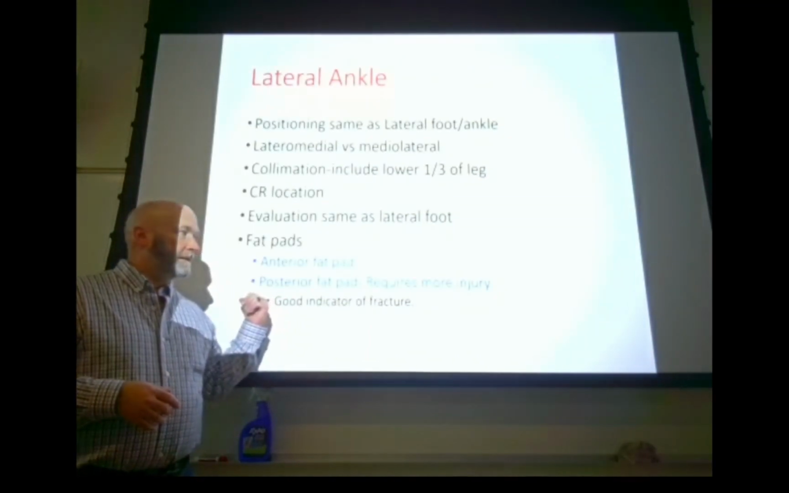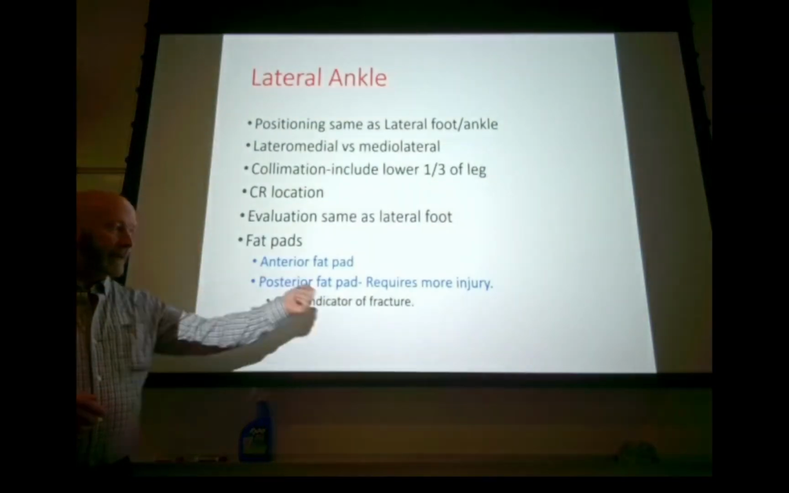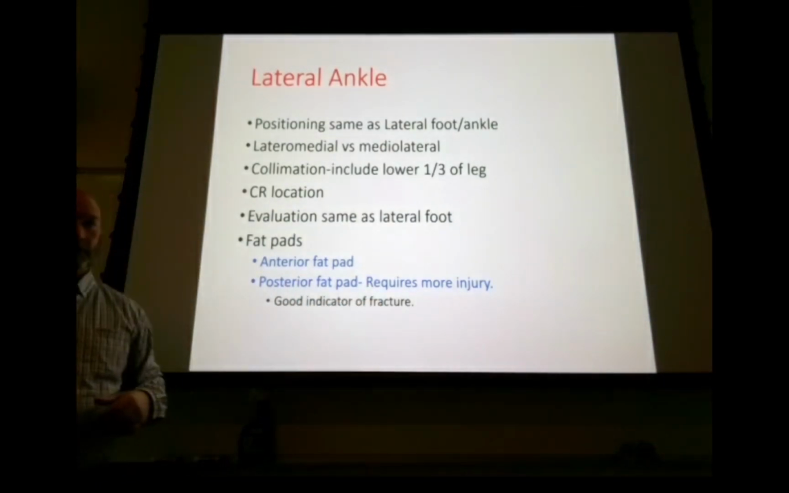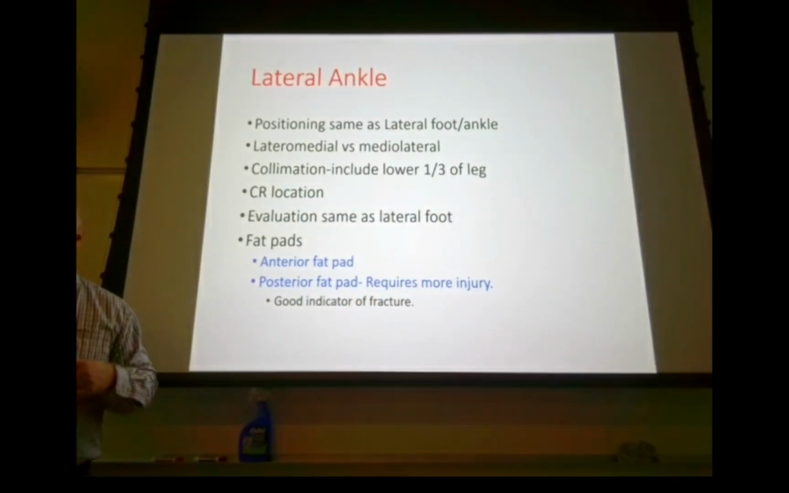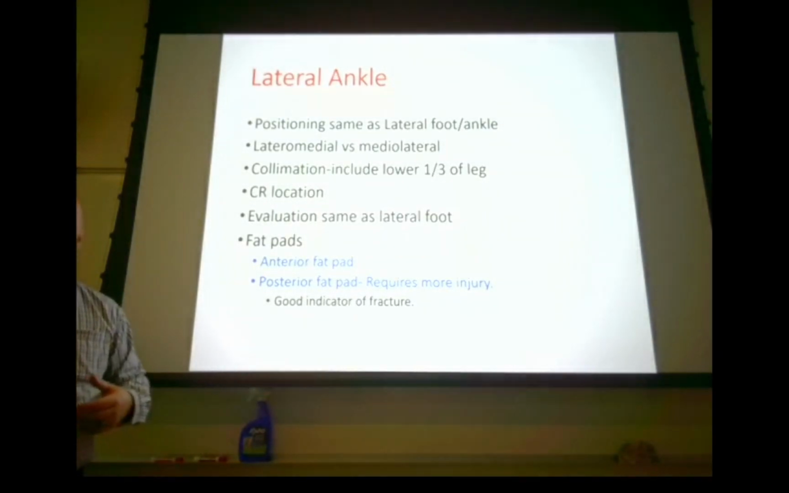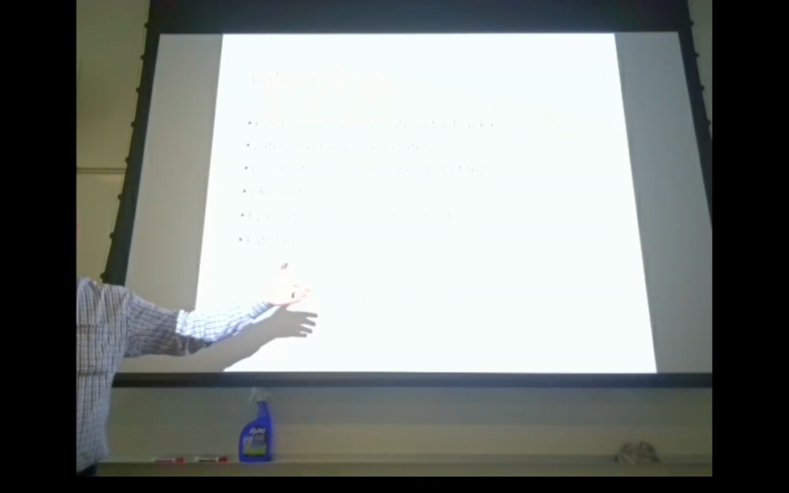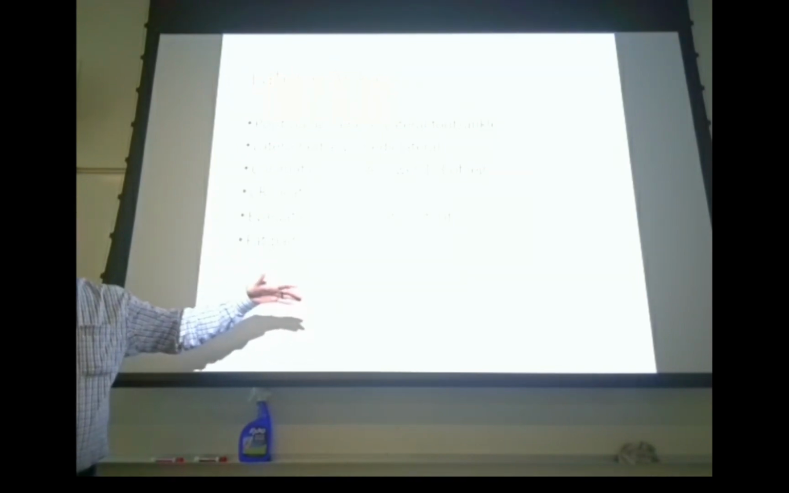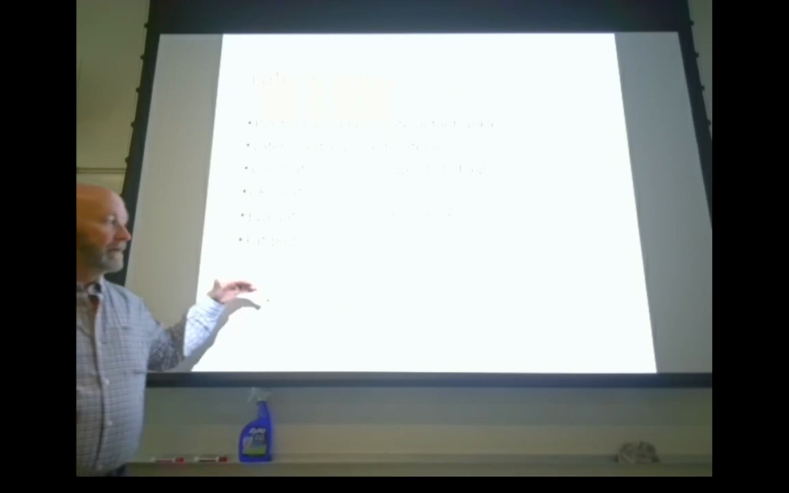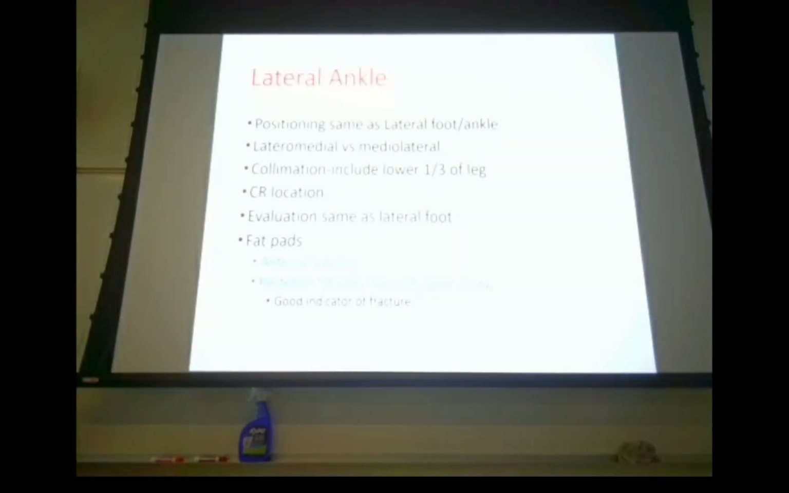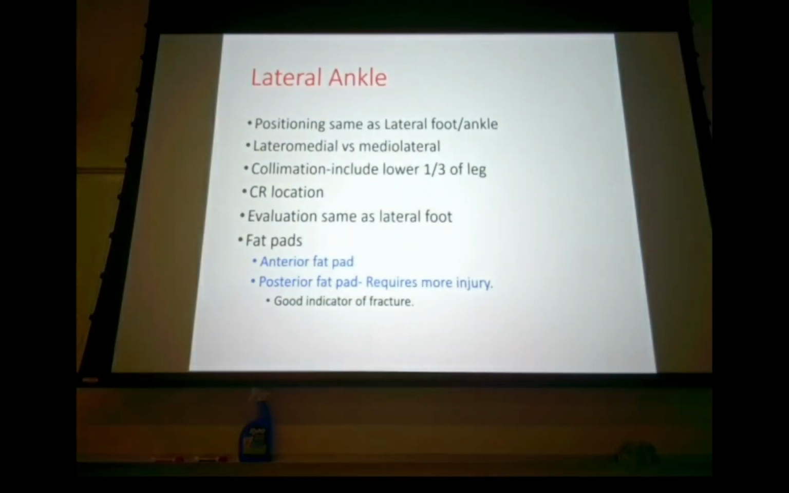But the fat pads can give you an indication of that, especially the posterior fat pad, which takes more injury to cause it to displace. Kind of like the lateral elbow, that posterior fat pad was a better indication of fracture. It almost guarantees a fracture of the distal portion of the humerus. Kind of the same thing here. If you get displacement of the posterior fat pad, that's a good indication the patient has a fracture, even if you can't see it.